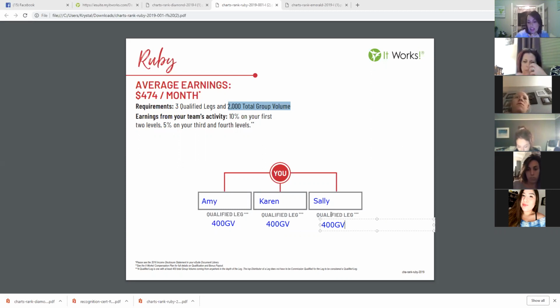Let's say Sally had a distributor underneath her. We don't need to show that in this chart, but let's say Sally had 200 in group volume underneath her and she had a distributor underneath her already, and that distributor had 200.